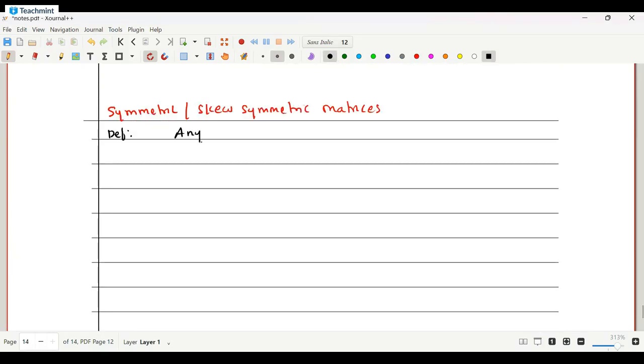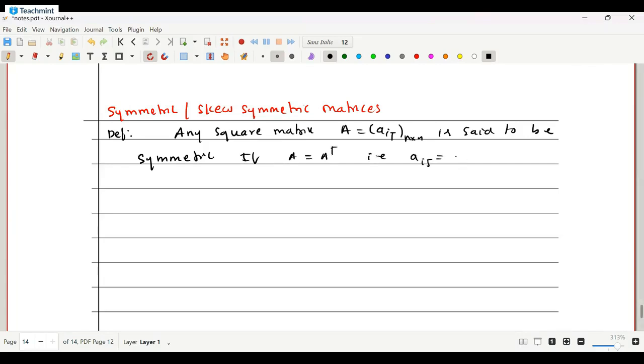Matrix, any square matrix A = [aij] of order n by n is said to be symmetric if A is equal to A transpose. That means aij is equal to aji for all i, j. So rows and columns are interchanged.